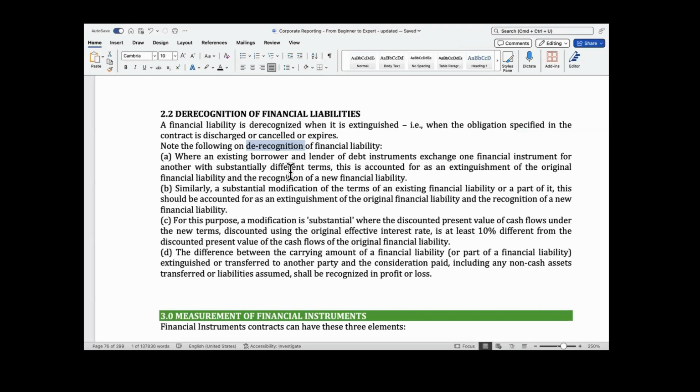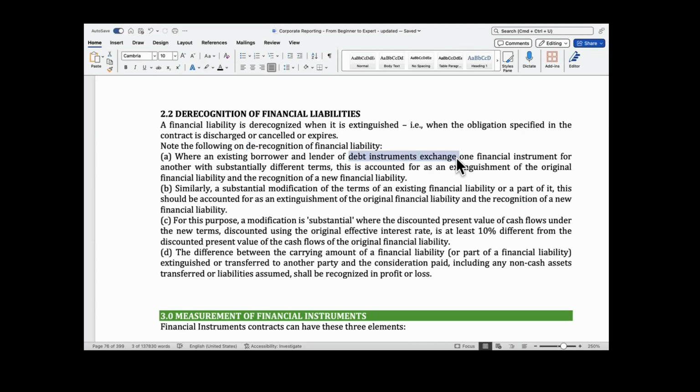I mean, you could run away with that. However, I need you to note this, even though we have never seen it in an ICAN question. I just need you to note that something like this exists. Number one is that where a lender and a borrower, okay, it's possible to exchange financial liability.